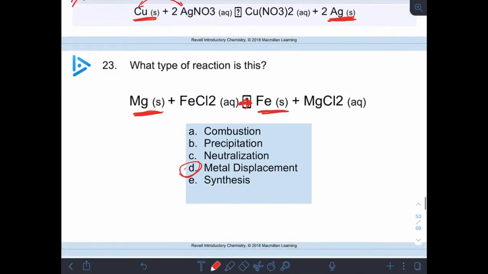Okay. Can't be combustion because there's no O2. Okay, it's not a synthesis because we don't have 2 or more things coming together to make one thing. We already talked about it's not precipitation and it's not neutralization.